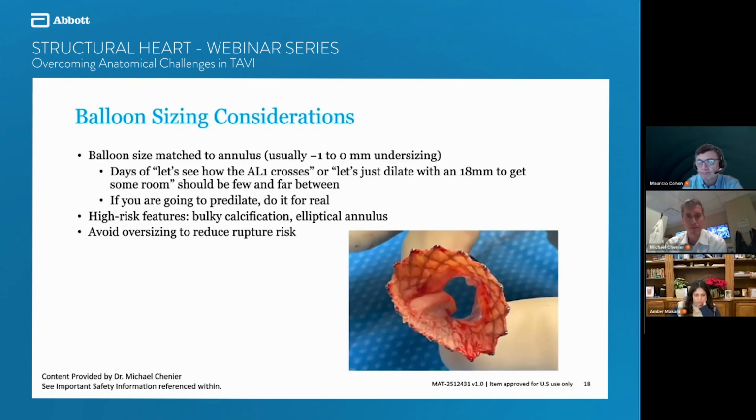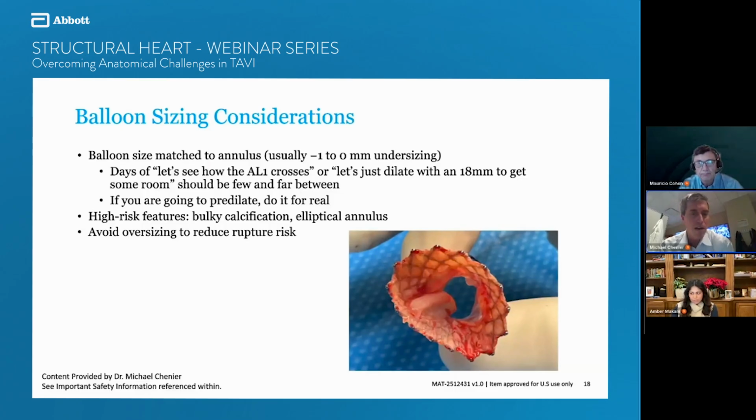Yep. And so for this case in particular, thankfully, there was no issue. We went in and did a real pre-dilatation, and it didn't change the AR much at all. He tolerated it just fine and got an appropriate size valve in, with no issue. But yeah, those are the cases that make you remember for sure.